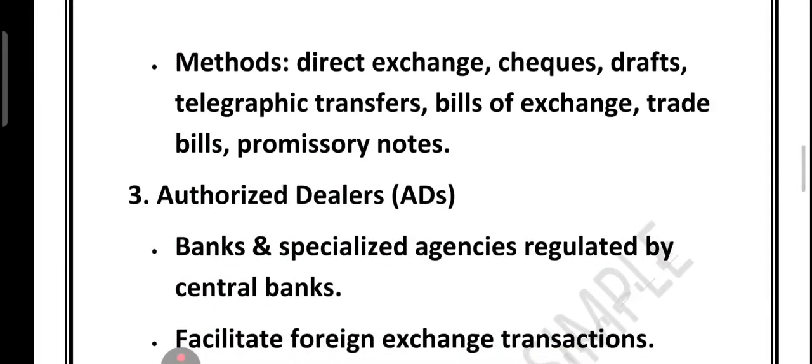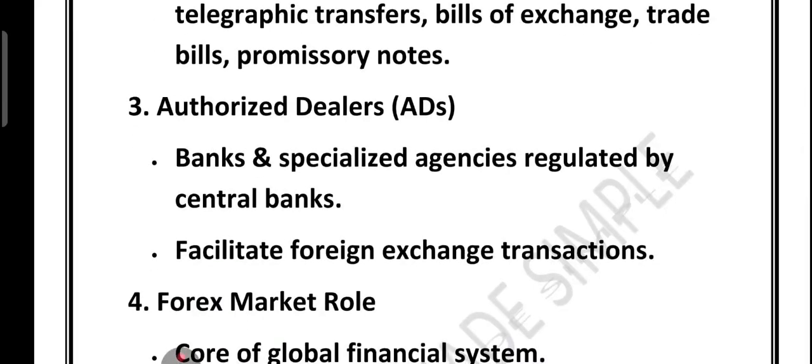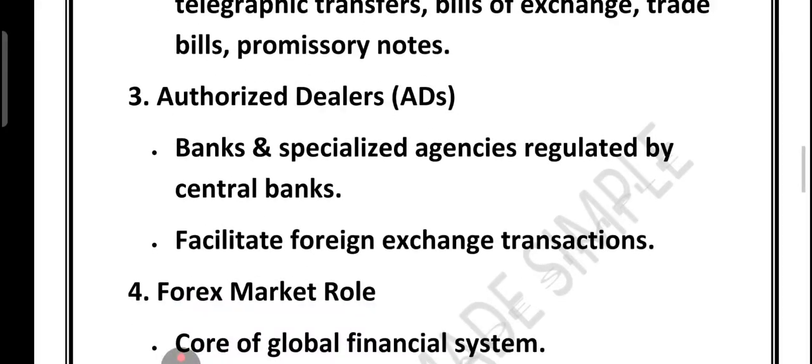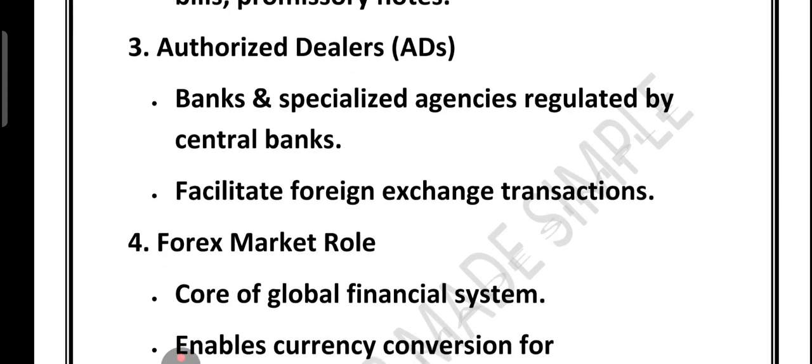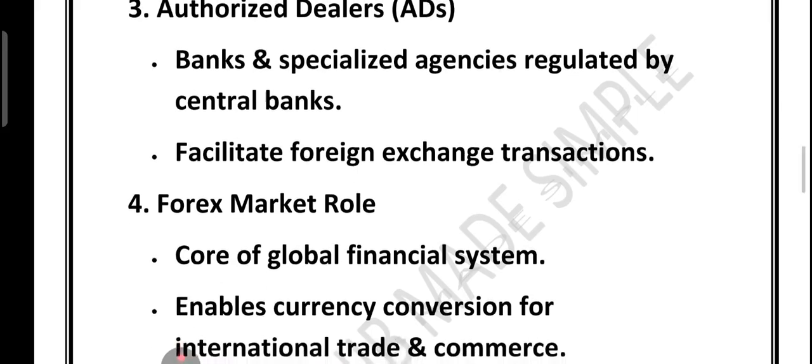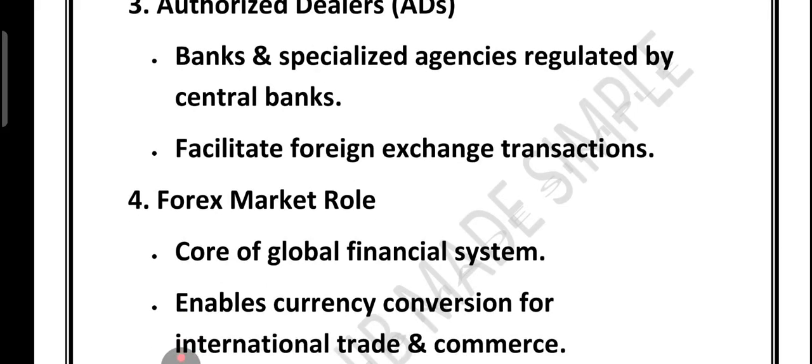What are the methods used? Direct exchange, cheque and draft, telegraphic transfer, bill of exchange, trade bill, promissory note. These mechanisms help businesses settle international transactions efficiently. Right. What about the authorized dealer? Banks and specialized agencies approved by the central bank. They facilitate foreign exchange transactions for individuals as well as companies. Authorized dealers ensure regulatory compliance and secure conversion.